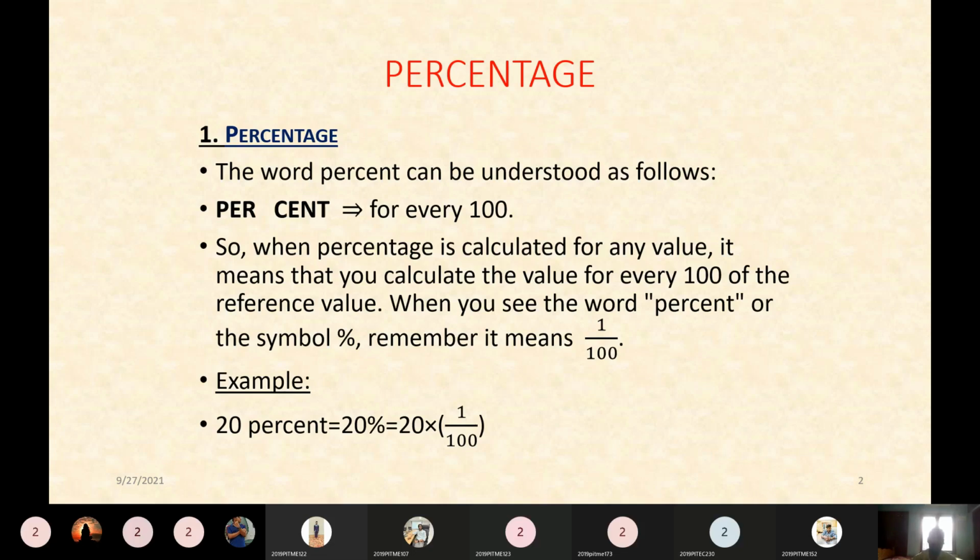Even if you're doing business and want to compare the profit or loss, what you do is go for the percentage. If you calculate percentage, you know how much profit you got last year, or how much percentage you lost last year. All that you can get from calculating percentage.